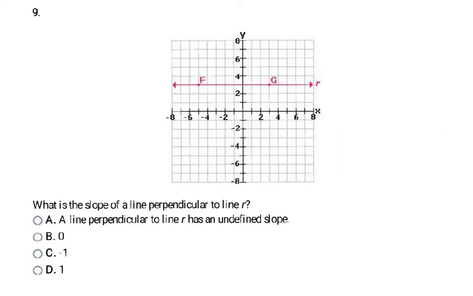And then our last question, what is the slope of a line perpendicular to line R? Well, if I'm looking at this, this is a perfectly horizontal line. So my slope here is 0. So a perfectly vertical line is what's going to be perpendicular to that. And the slope of a vertical line is undefined. So once again, this is another instance where I can't use that rule. It's a special case. So my answer here is going to be A, because 0 and undefined are a pair of perpendicular slopes.